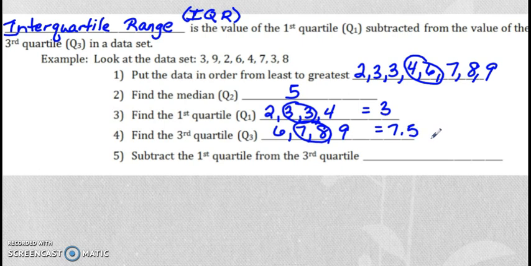To find the interquartile range, we are simply taking the upper quartile, or the third quartile, that's 7.5. We're going to subtract the first quartile, or the lower quartile, and we find that our interquartile range is 4.5.